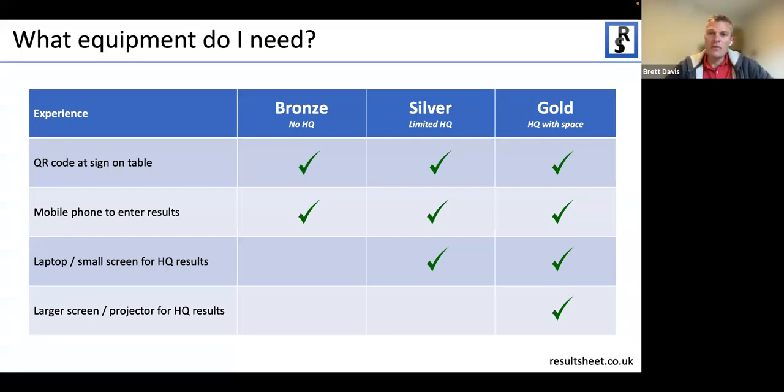The silver one is where you've got what's called the limited HQ, where you've got somewhere to set up a computer, but you don't have a large wall or screen to put a large display up. So you've got a laptop or a screen running in the corner. It's basically the same as the bronze one, except you've connected your computer to a Wi-Fi connection and just left it running in the corner pointing at the live results. And then the last one is the gold one, which is really the best, where you've got equipment like a projector connected to the laptop, so people come in and can see the results on a nice big display at the end of the village hall or something.